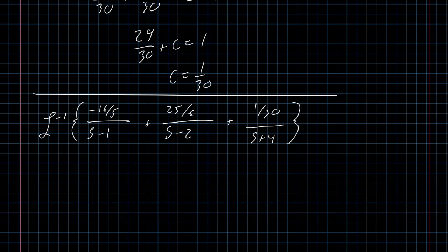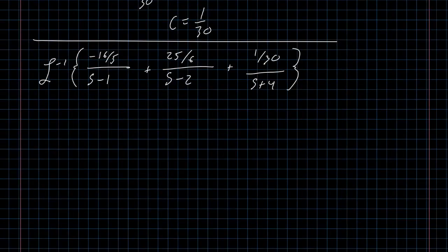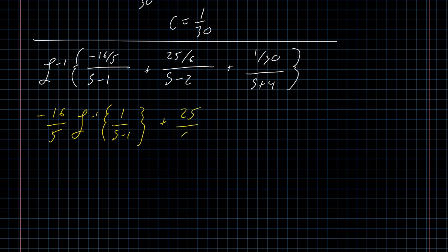So using the properties of linearity, I can split this up and I separately have negative 16 over 5 times the inverse Laplace transform of 1 over s minus 1. I have 25 over 6 times the inverse Laplace transform of 1 over s minus 2. And I have 1 over 30 times the inverse Laplace transform of 1 over s plus 4.